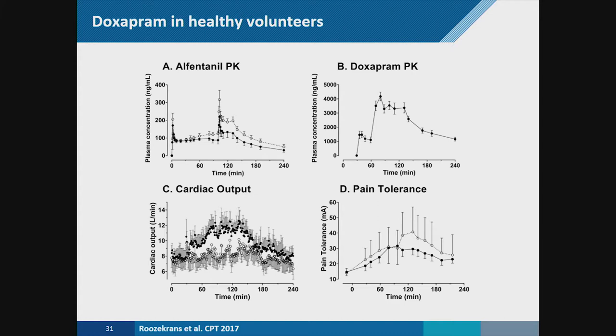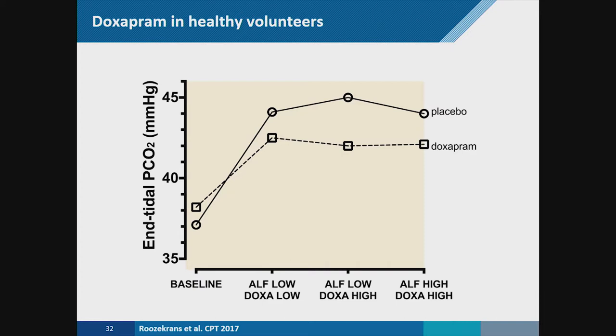As you can see, what happens is that especially with doxapram, cardiac output increases. This was done with an opioid on board, alfentanil, and as you can see, the increase in the cardiac output reduced the plasma concentration of the opioid, causing reduction of pain relief. And we also saw a decrease in respiratory depression. It was tiny, however.